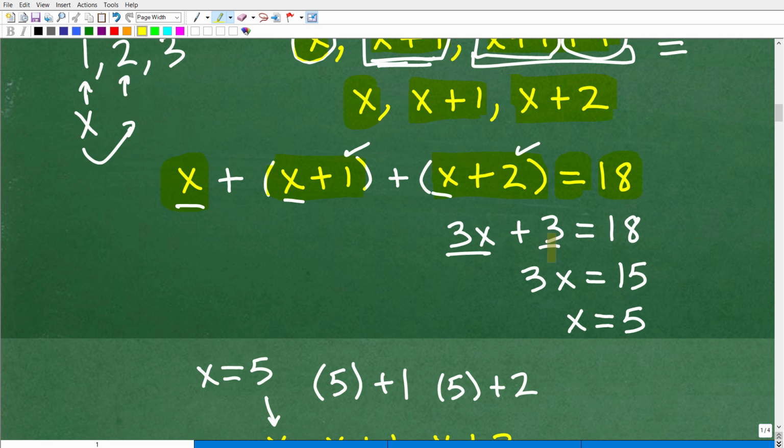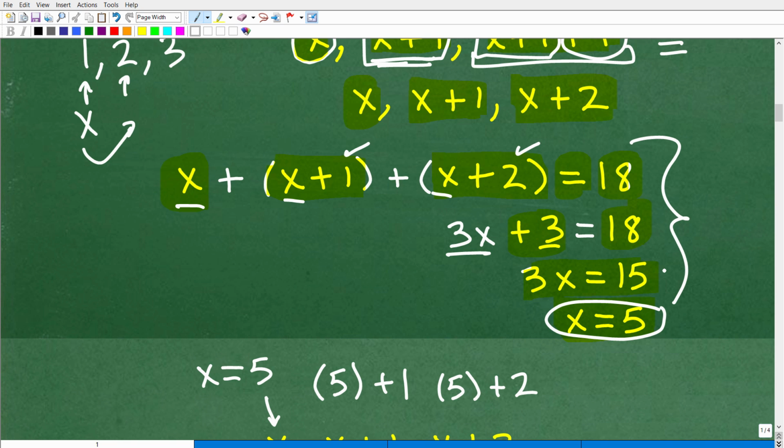But if you don't, what we're going to be doing next is subtracting 3 from both sides of the equation. So this is going to be 3x is equal to 15. And then our last step is we're going to divide both sides of the equation by 3, and we get x is equal to 5.